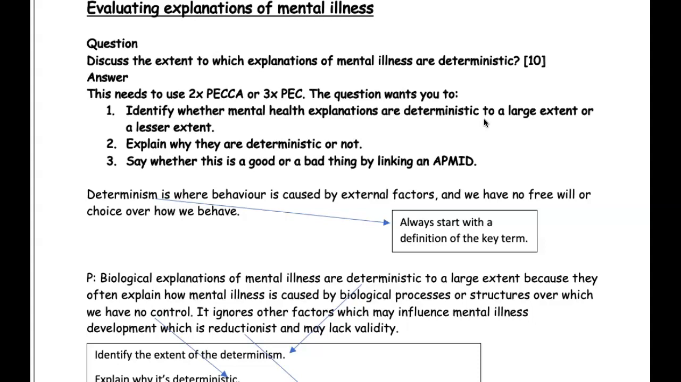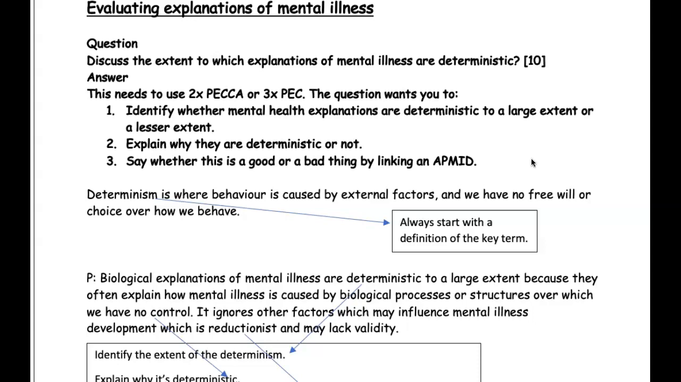You'll notice down below, I've got the biological one going on. I'll return to that in a moment to show you exactly what I mean. Then we need to explain why they are deterministic or not. So what makes them deterministic? And then the most important part of that point is a link, I suppose you could call it: say whether this is a good thing or a bad thing by linking an APMID to it. Remember, APMIDs are areas, perspectives, methods, issues, and debates. In this case, I would be really looking at issues and debates, because issues and debates tend to be evaluative, don't they? They tend to tell you whether something is good or not.